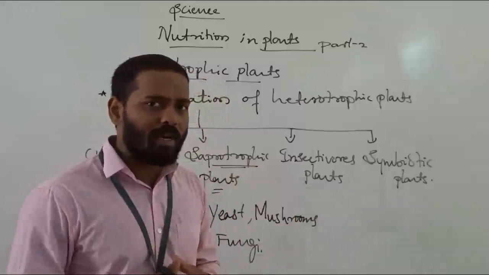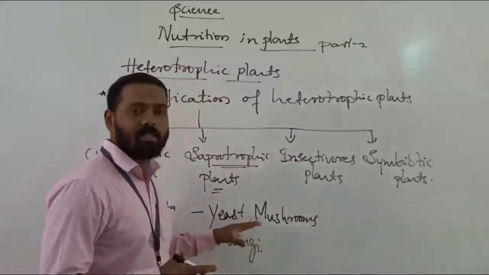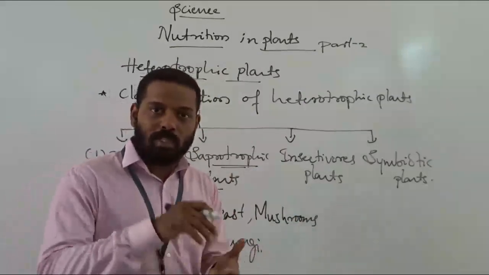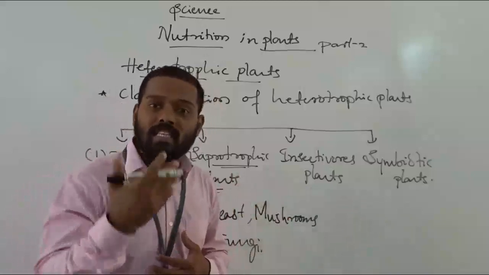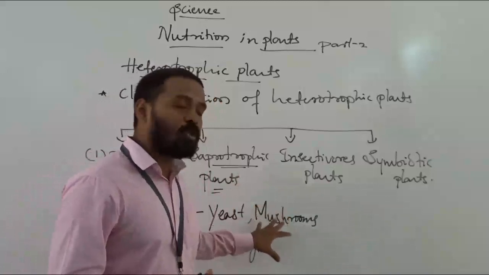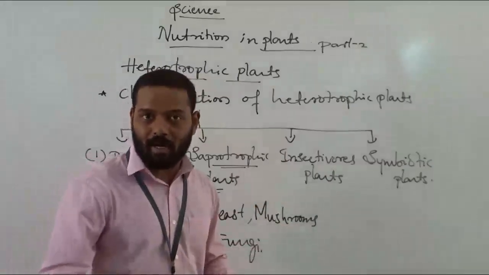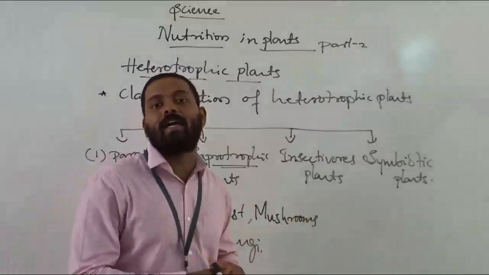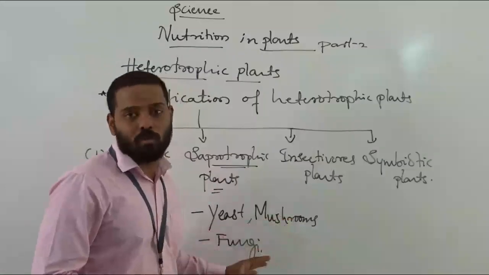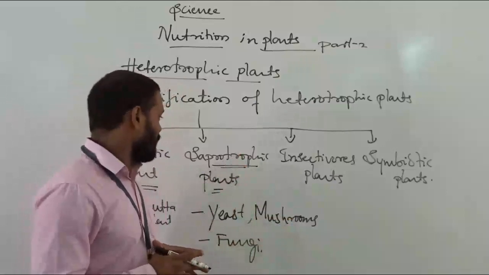So how are they going to get that food? Basically these living organisms are present in dead and decayed matter. Then these living organisms release some juice, and that juice dissolves the dead and decayed matter. After dissolving it, they absorb those nutrients. Did you understand how saprophytic plants get their food?